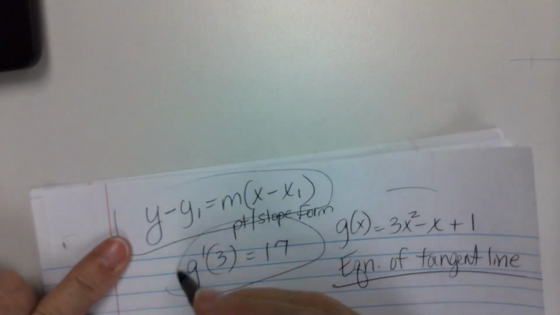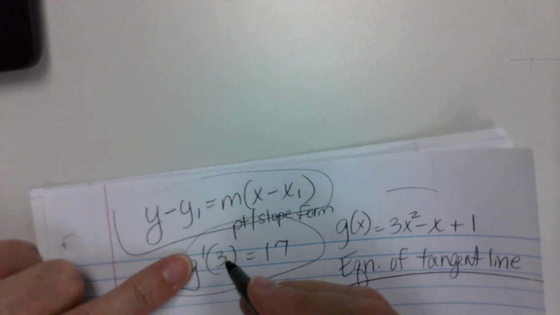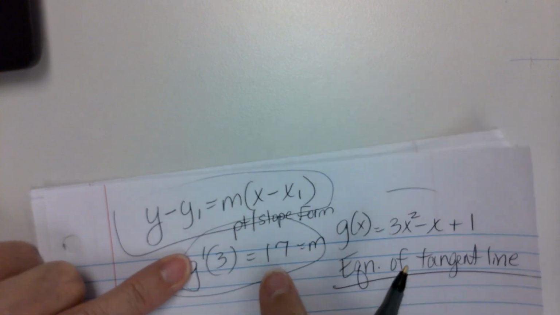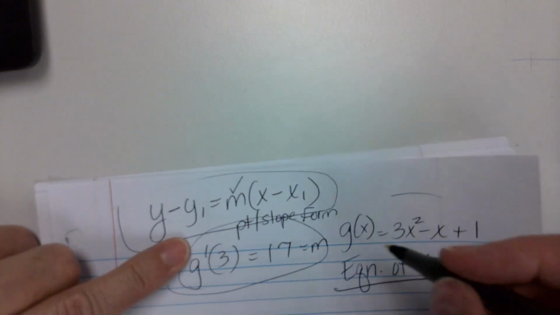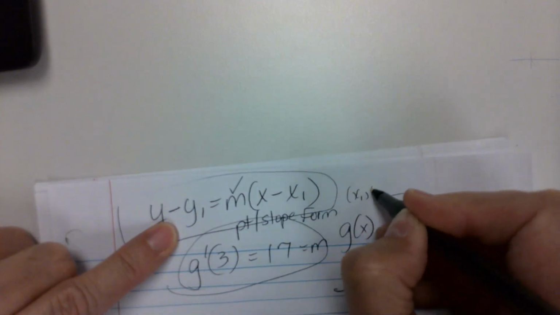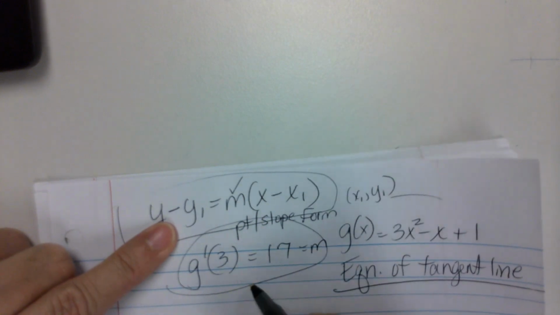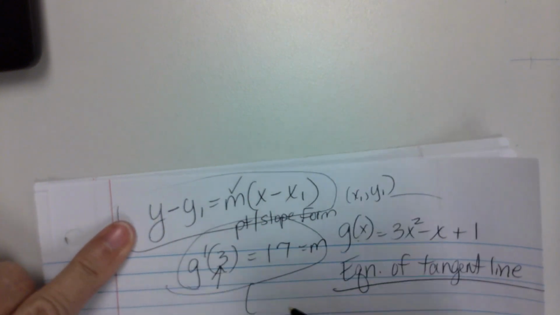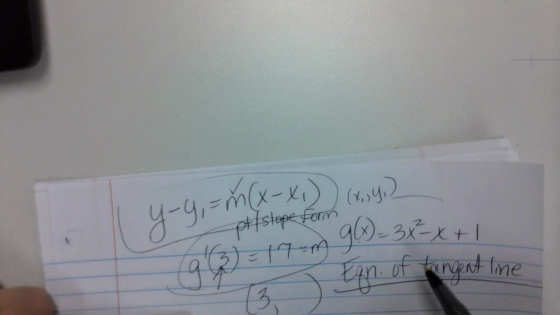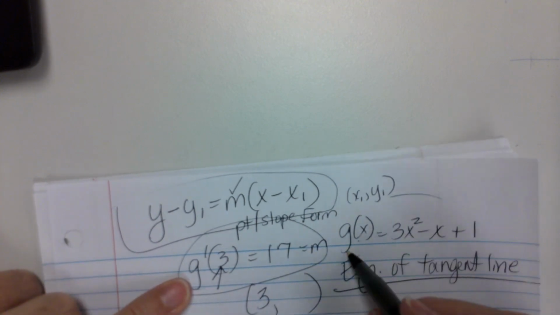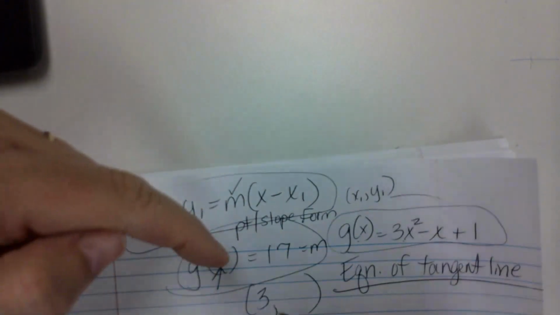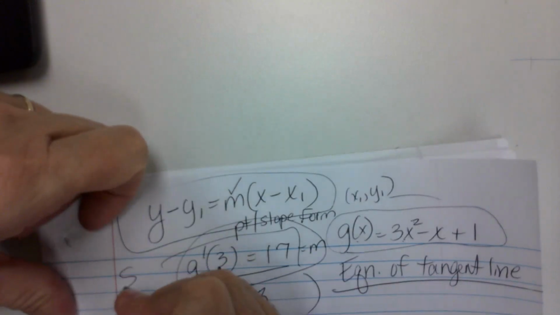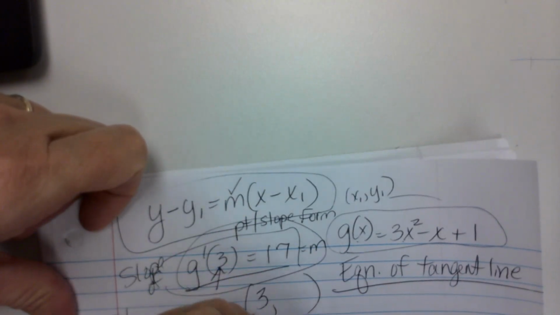because what do I know G prime of 3 is actually? The slope. I've got the slope, check. The point is actually x1, y1, isn't it? What's the x1? 3. What's the y1? Oh, 17? No, for the y1 I have to go to my formula. G prime is the slope of the tangent line. That's what we talked about from the very start, right?